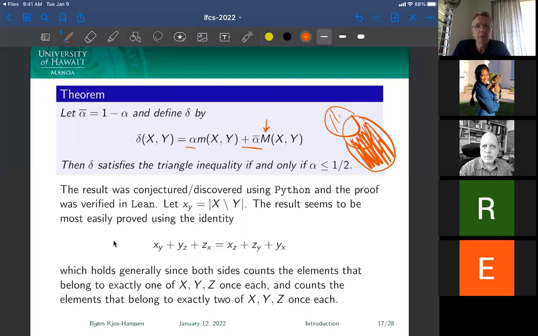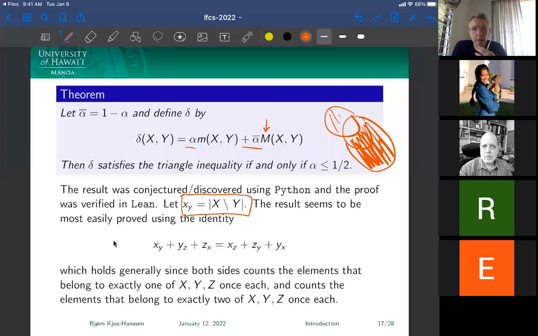And the interesting thing is I first had a little bit messy proof of this, but then when I sat down to formalize it in Lean, if you try to formalize a messy proof, it becomes very painful. So I was forced to come up with a nicer proof. And in the process, I discovered this identity, which I guess is trivial, but I hadn't seen it before. So let's write x sub y to mean the cardinality of the set capital X minus the set capital Y.